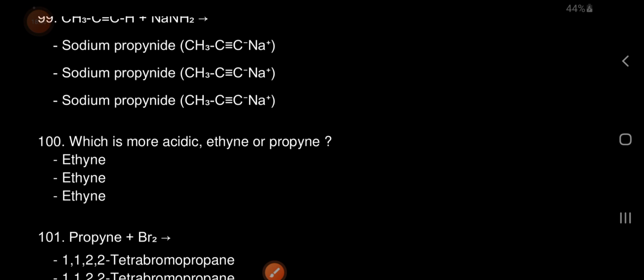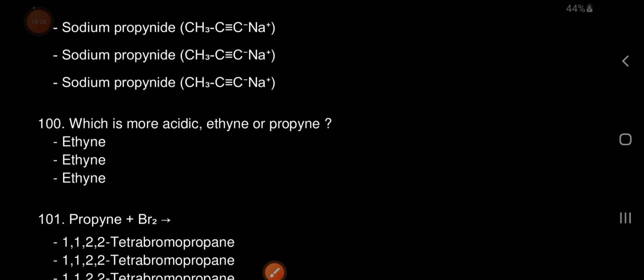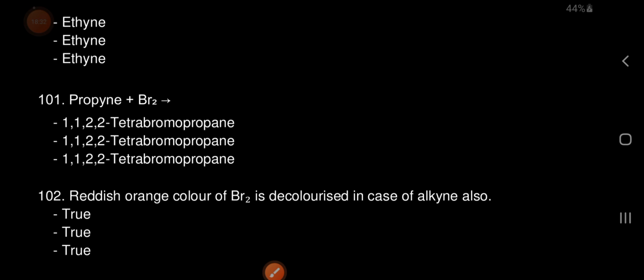Which is more acidic, ethane or propane? Ethane. Propane plus Br2 gives 1, 1, 2, 2 tetrabromopropane.